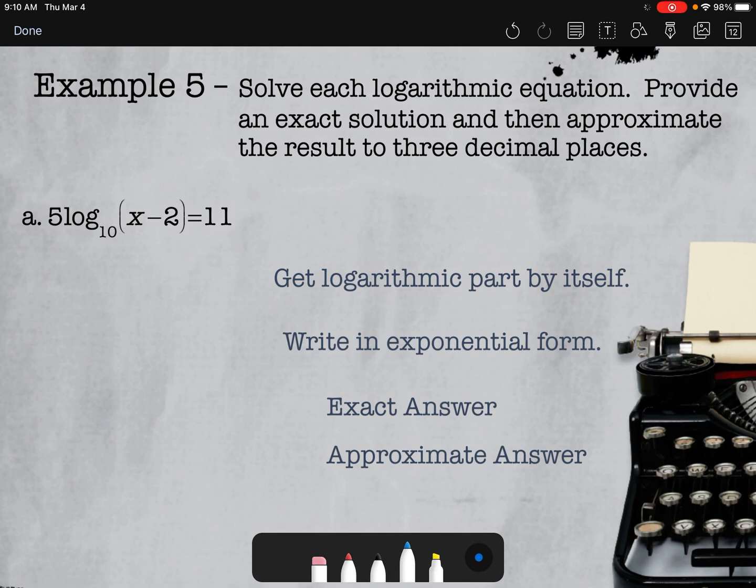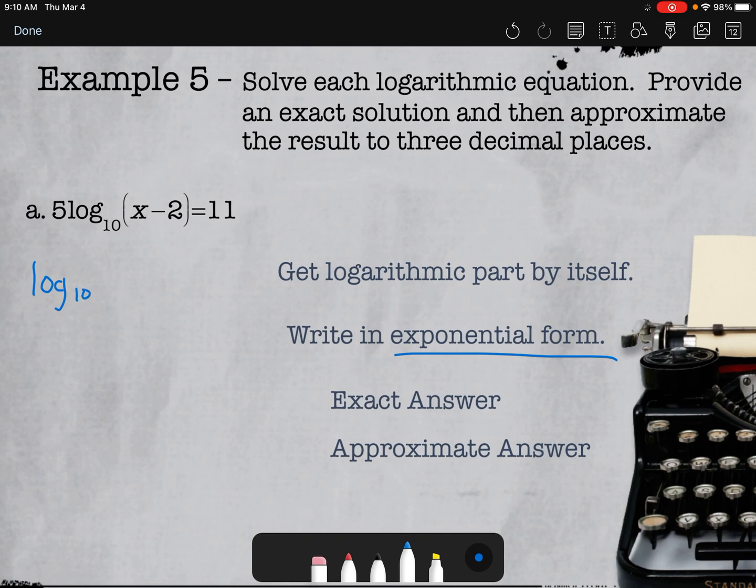All right, now we're going the other way. Now we're going to solve logarithms, and we're probably going to have to use exponential form. So the suggestion is to make the logarithm part by itself.